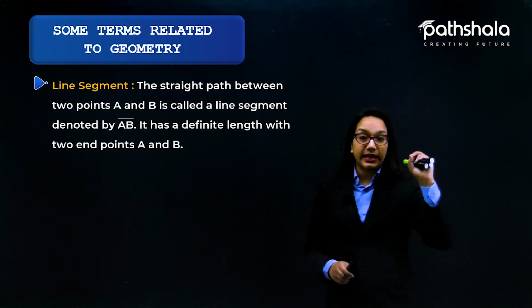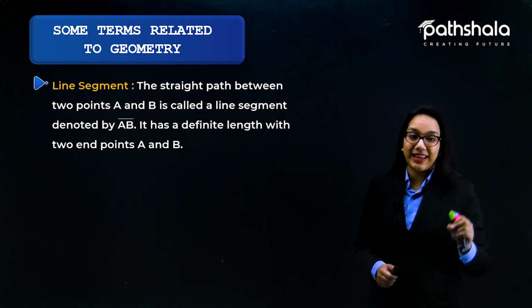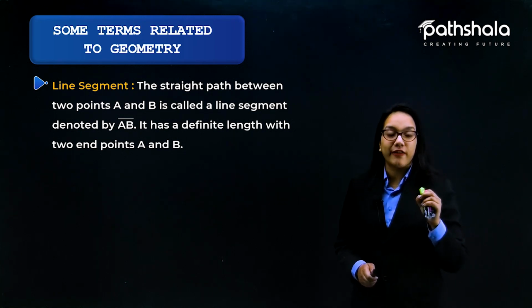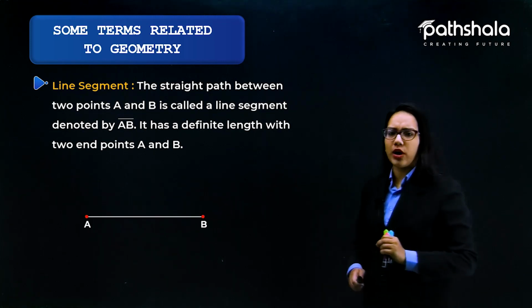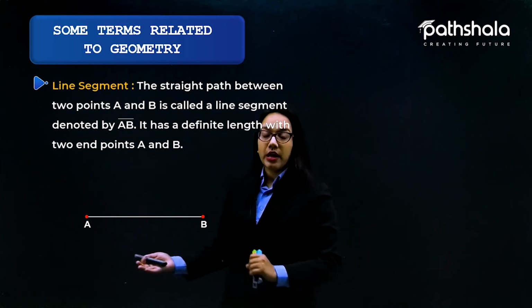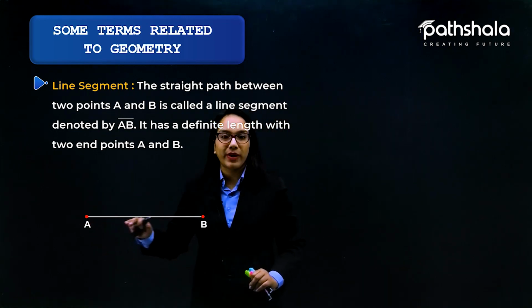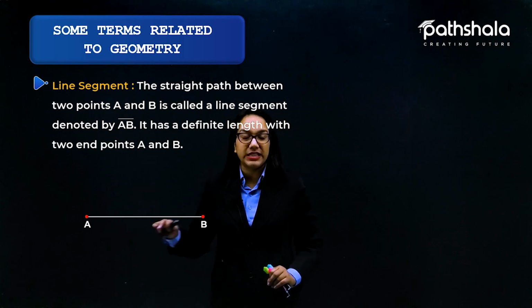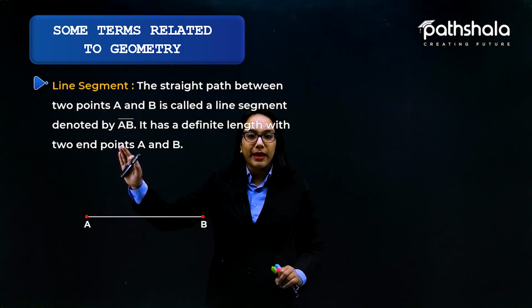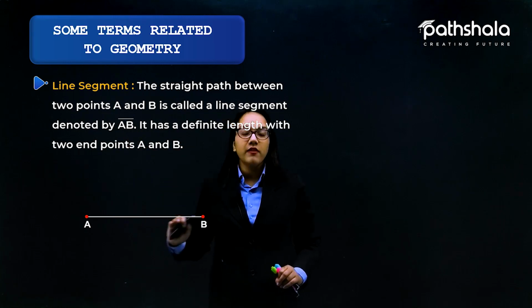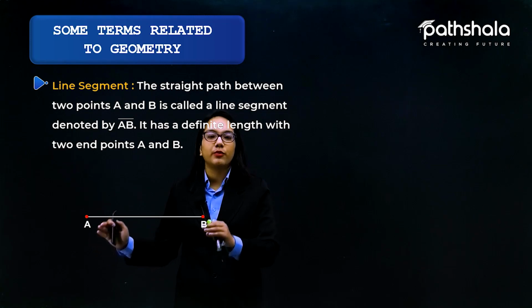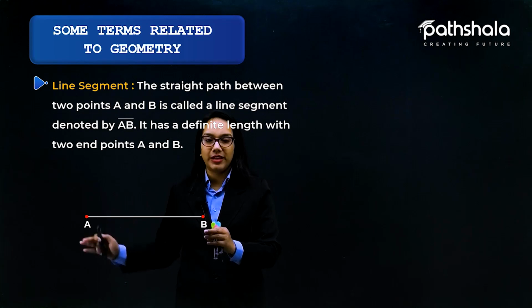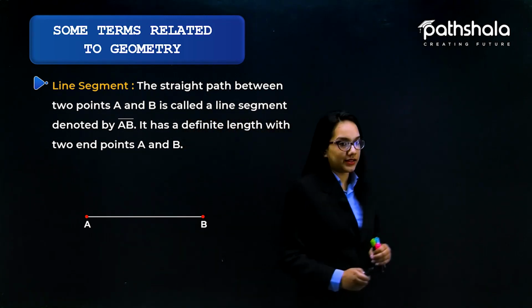It has a definite length with two end points A and B. Let's draw a line segment. This is a line segment having the 2 points A and B. It is a straight path lying in between both of these, and it is denoted by AB with a straight line above. It has a definite length, and there exist two end points. We cannot extend it, so there exist only two end points, A and B. This is called a line segment.